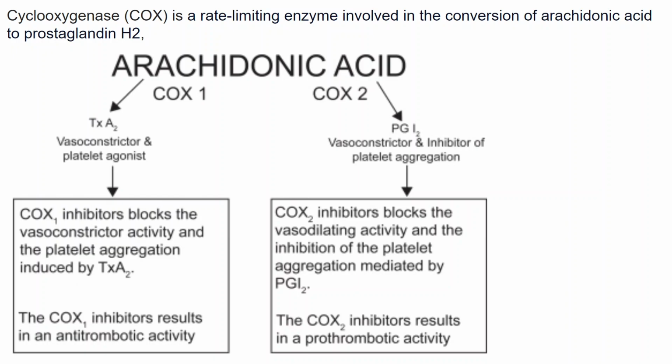Based upon that, they are mainly categorized by the COX-1 and COX-2 types, the two types of enzymes which can be modulated by these drugs. In general, COX-1 is responsible for vasoconstriction and it stimulates platelet aggregation. COX-2 is a vasodilator and it inhibits platelet aggregation. That's the primary difference between the two.